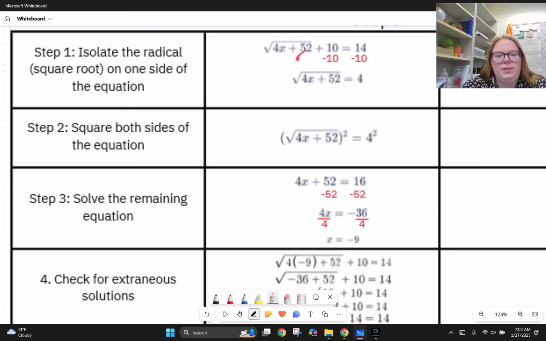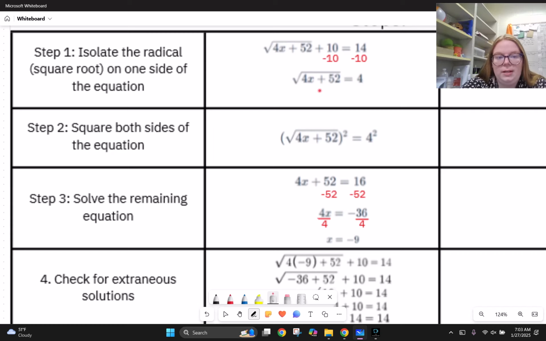So step number one is always to isolate the radical on one side of the equation. You can't deal with getting rid of it until it's alone. That's the same as it was for inverses. So here, the first thing I did was subtract 10 from both sides. These cancel out, and I'm left with 14 minus 10 is 4.